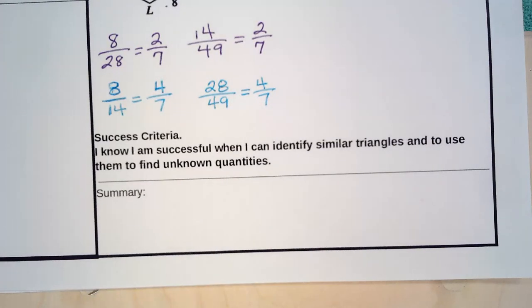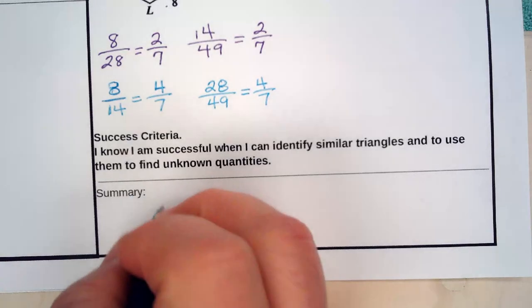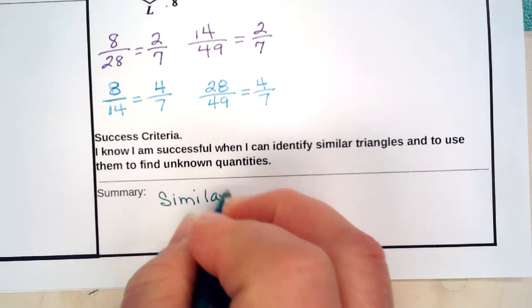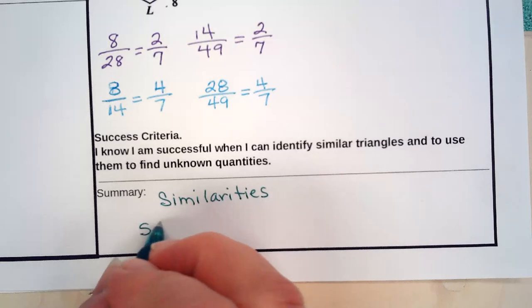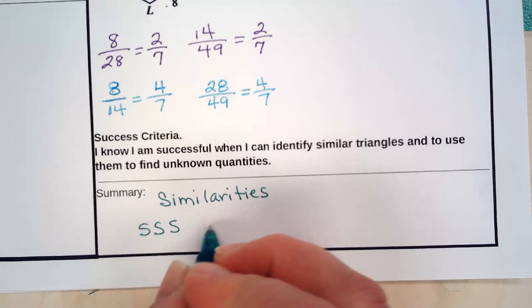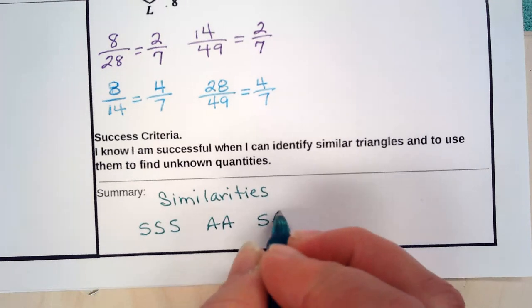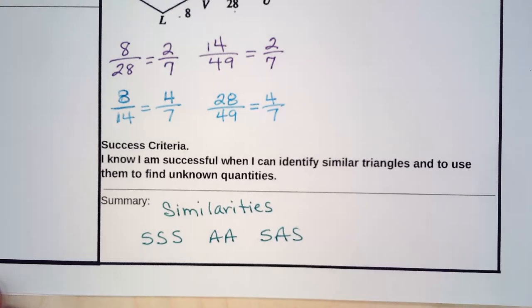So how do you know you're successful? You're successful when you can identify similar triangles and use them to find unknown quantities. So these are your similarities, the SSS, the AA, and the SAS. Make sure you know what the differences are.